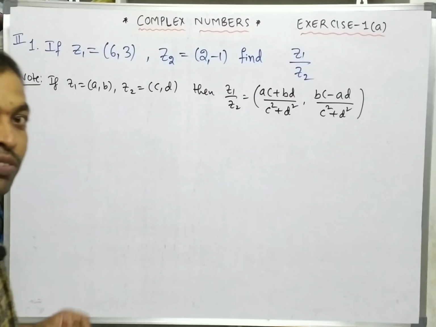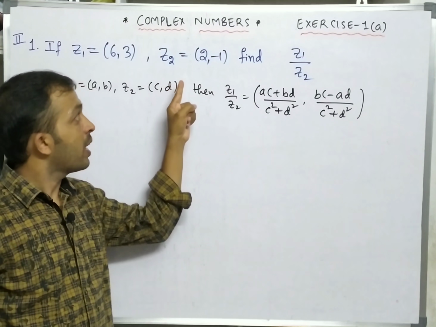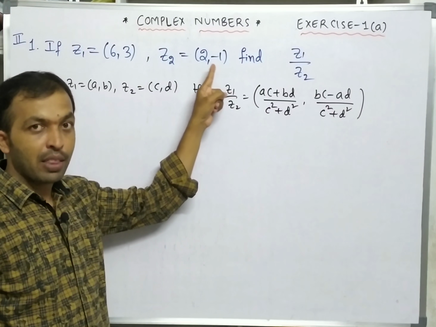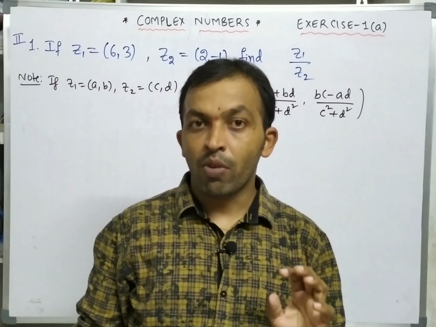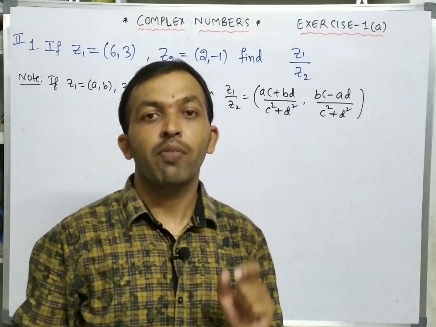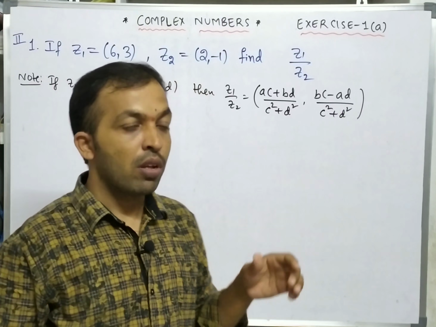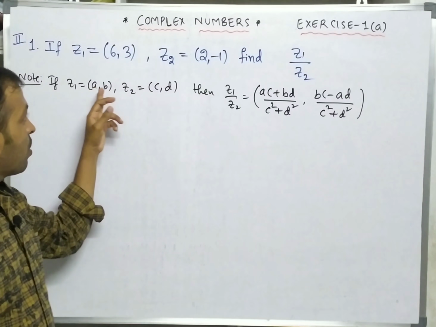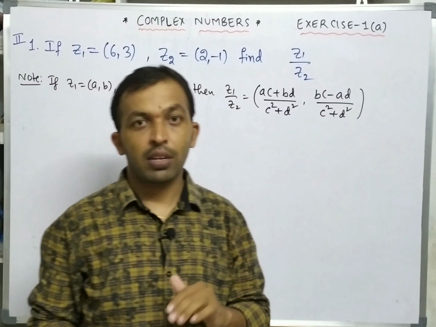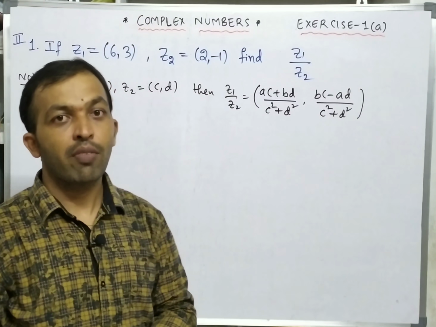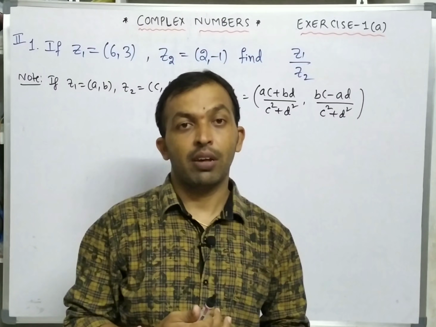Next, in second bit, first problem, if z1 is equal to complex number 6 comma 3 and z2 is equal to 2 comma minus 1, then find z1 by z2. So we should divide the first complex number by the second complex number. How? In the previous video we have learned that if z1 is equal to a comma b, z2 is equal to c comma d, then z1 by z2 is equal to ac plus bd by c square plus d square comma bc minus ad by c square plus d square, right?